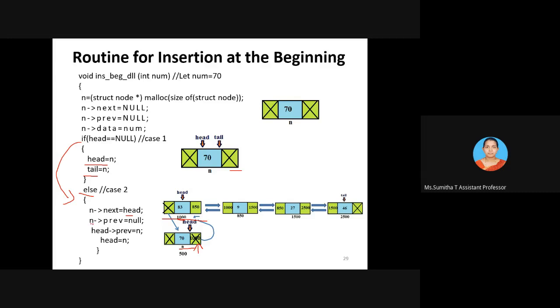The next one is n of previous. Again, n of previous is null, and the head of previous, what is the head? This is the head. After this line only, we have changed the head. So now we are discussing the old head. So head of previous, that is this field, is assigned by what? The n value. This n address is given to the particular head of previous. Now I'm assigning the added node as head.